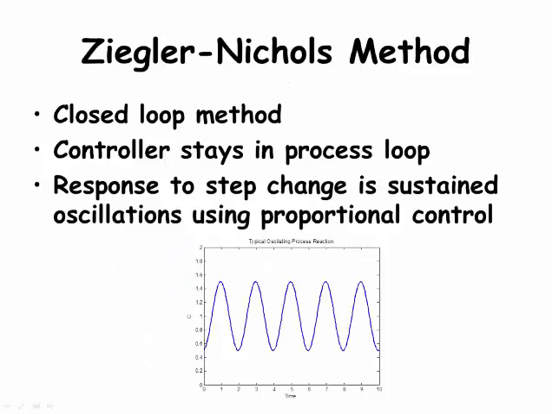The other method for controller tuning is the Ziegler-Nichols method. This method is sometimes called the closed loop method because the controller stays in the process loop. The controller is set up to run using proportional control only, and the process is subjected to a small step change to produce sustained oscillations in the response.